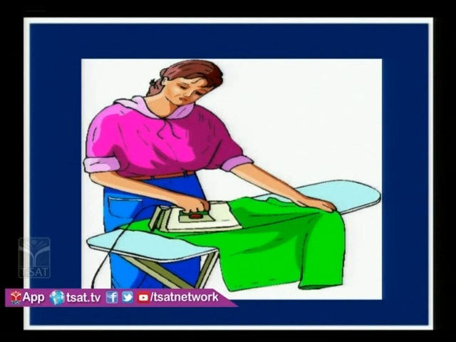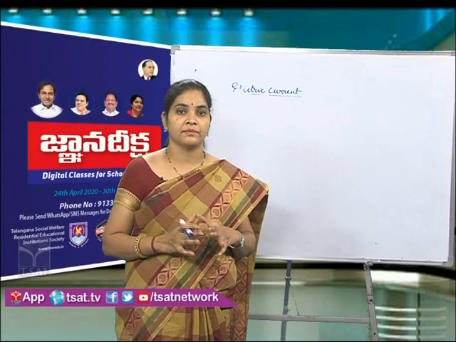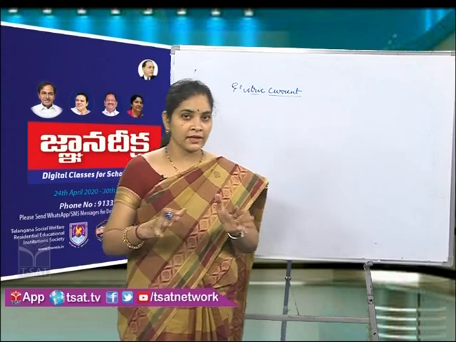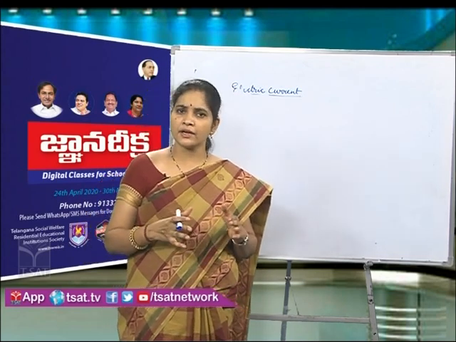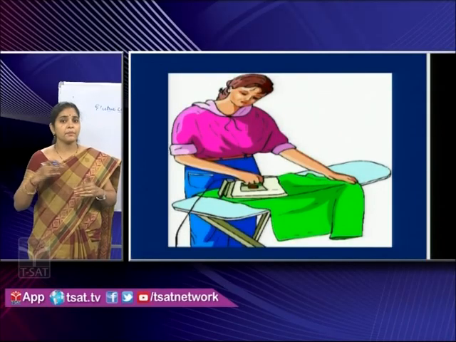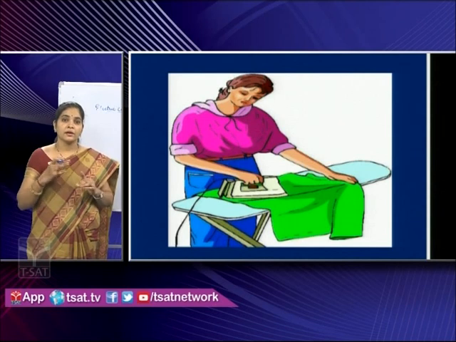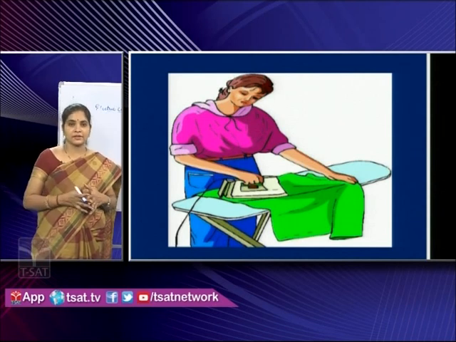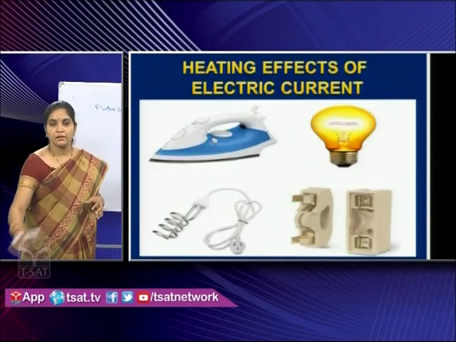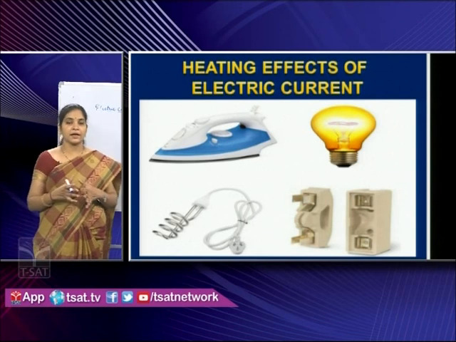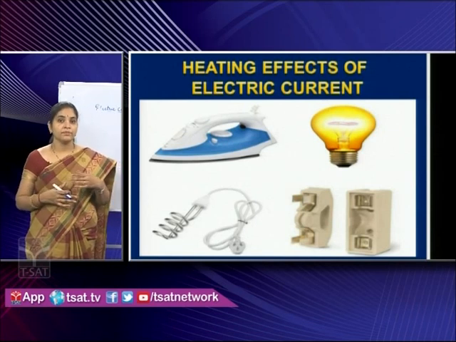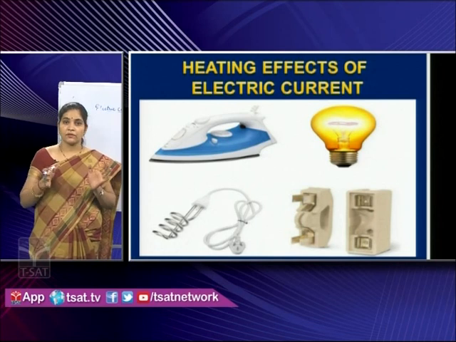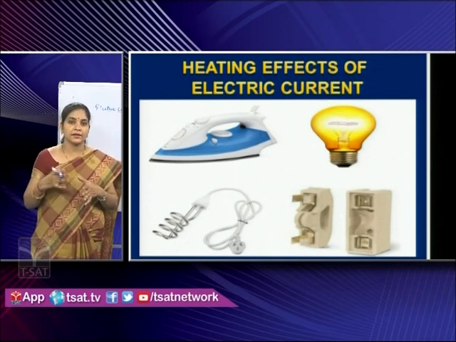Children, whenever we get ready to attend a function, a party or meeting, we see that our clothes are crimped. For this, we use an electric iron to straighten out the clothes. Now, electric iron is not the only device; there are many such devices which become hot on passing electricity. Children, you can see in the slide electric iron, bulb, fuse, electric heater, electric toaster, stove. These are the devices which produce heat energy on passing electric current.